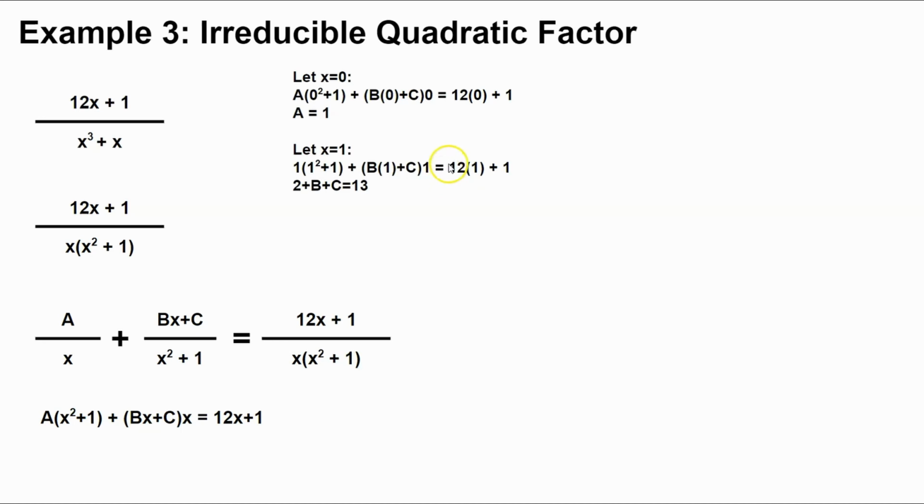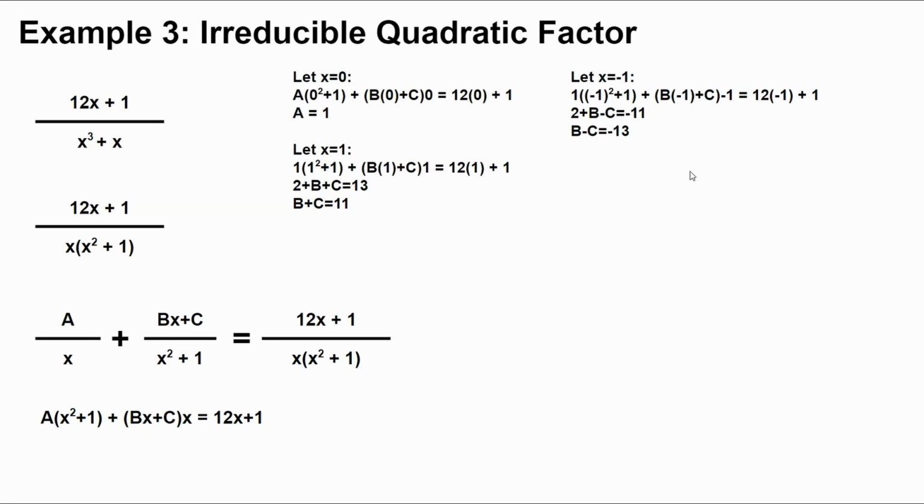We do that, and we get this expression: 2 plus b plus c is equal to 13, or b plus c is equal to 11. Now we're going to have to substitute in another random value of x. Let's say negative 1. We do that, and we get that b minus c is equal to negative 13. So now we have our two equations. We've got to make a system of equations.